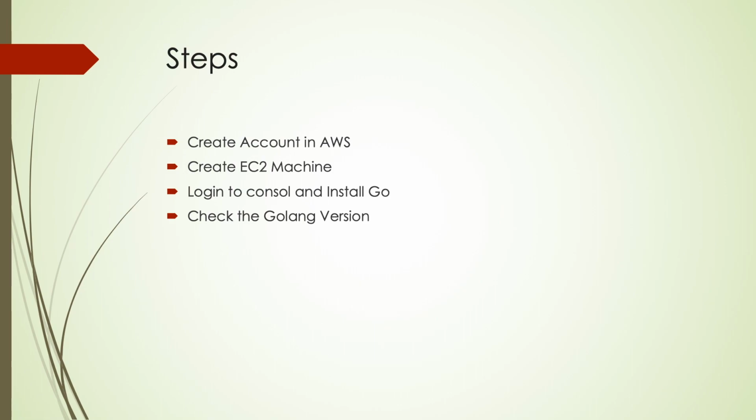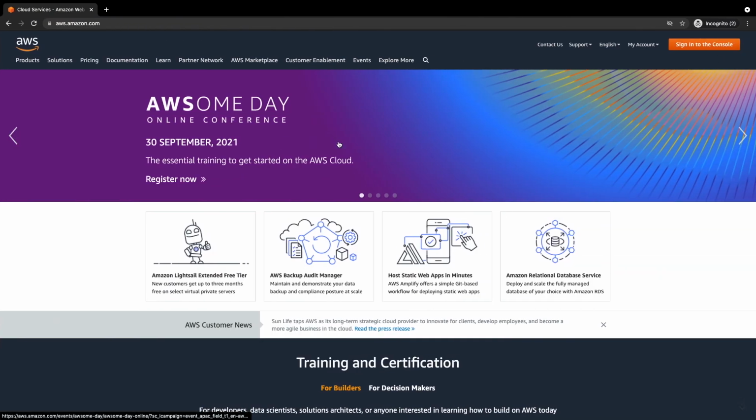The very first thing we'll be doing is creating the account in AWS. In the second step, we'll be creating an EC2 machine, nothing but creating a new instance. Third, we'll be logging into the console and installing the Golang package. Fourth and the last thing, we'll be checking whether Golang has been successfully installed and what version has been installed. So let's go to the very first thing.